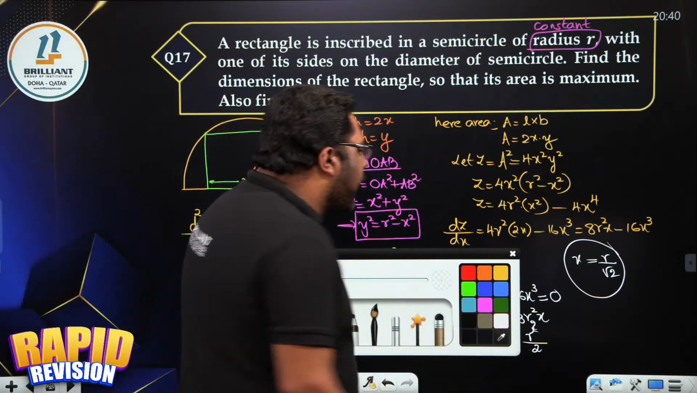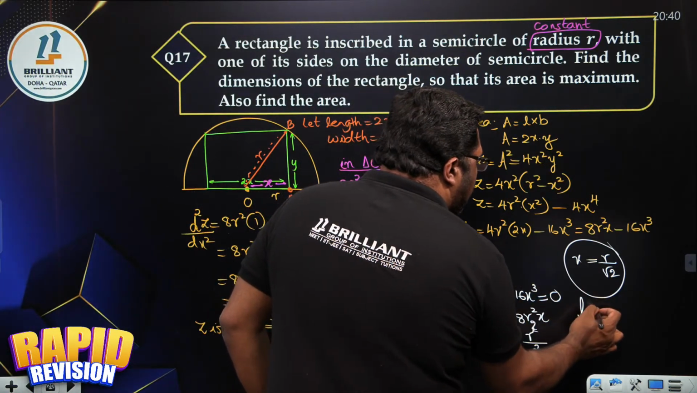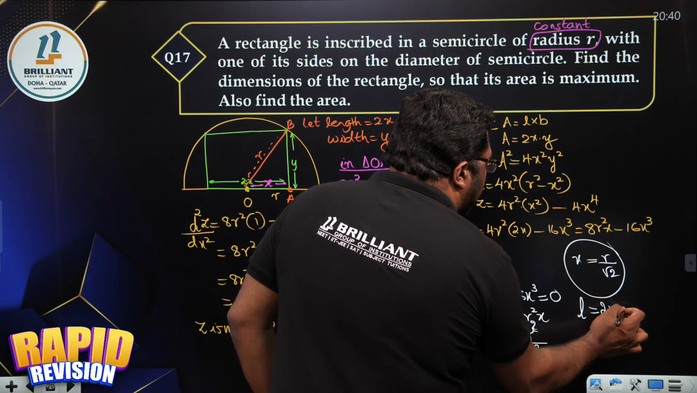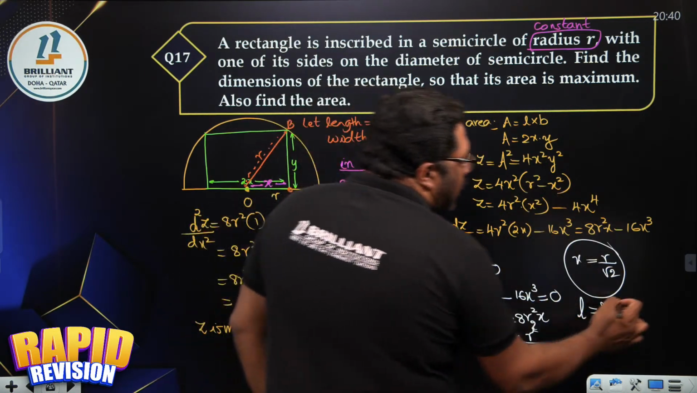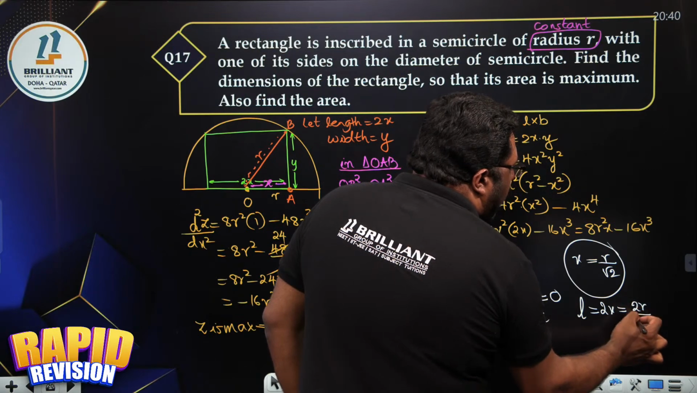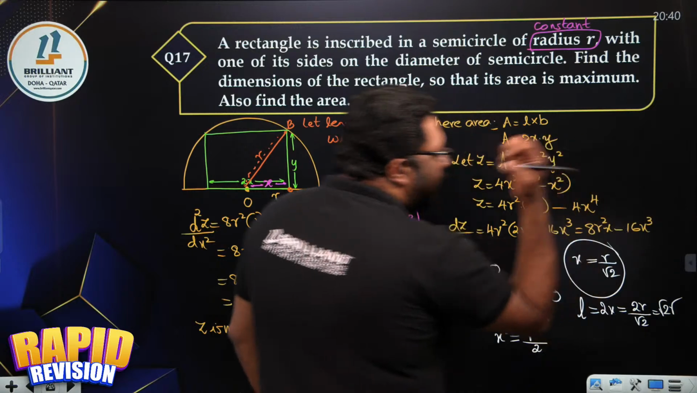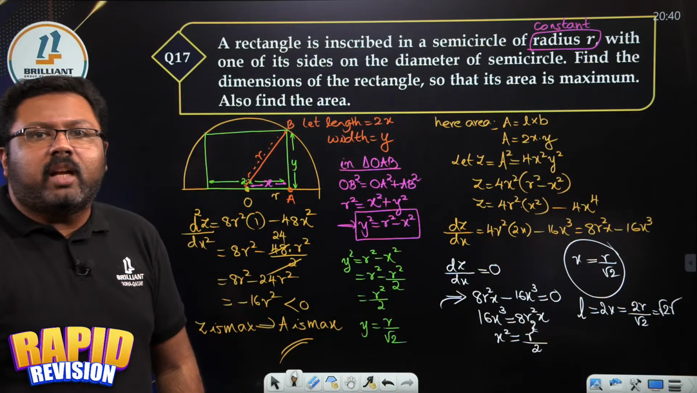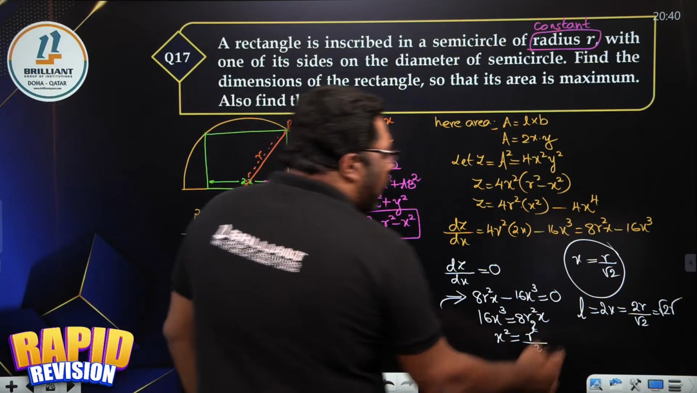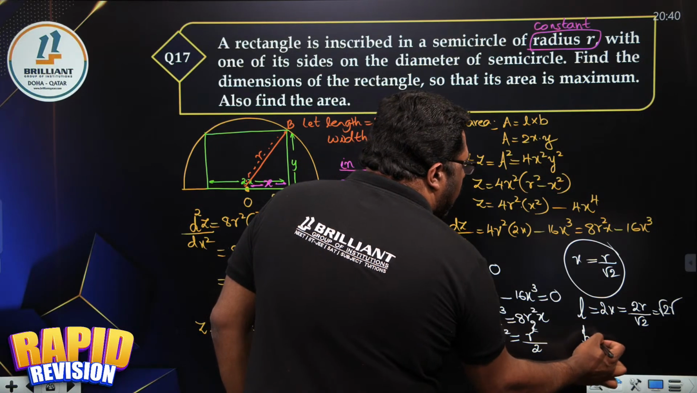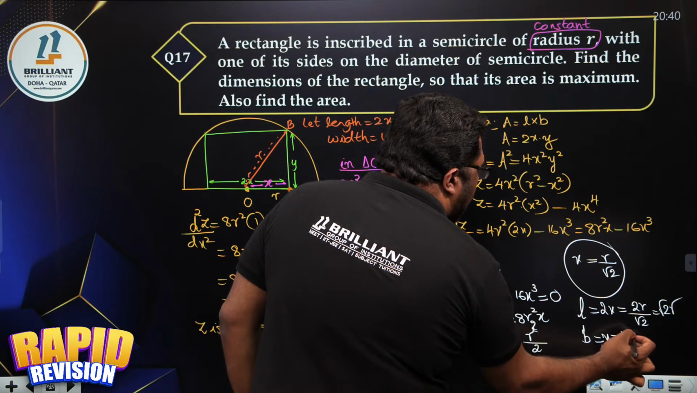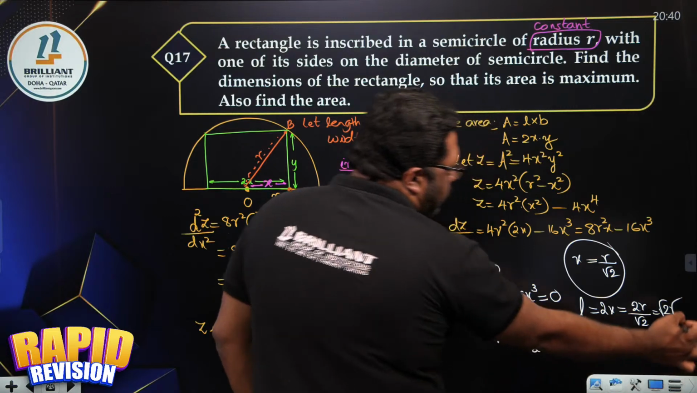So tell me the length of the box. So the length of the rectangle, 2x, is 2r by root 2, which can be written as root 2r. And what is the breadth? Breadth is y, which is r by root 2.